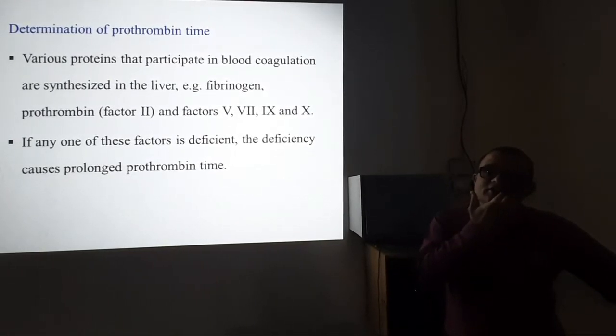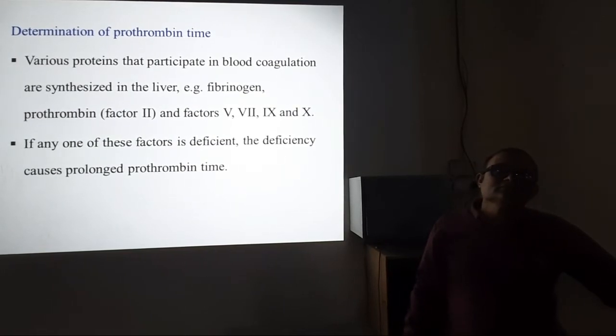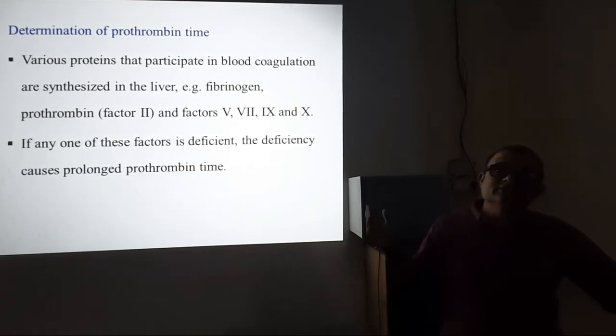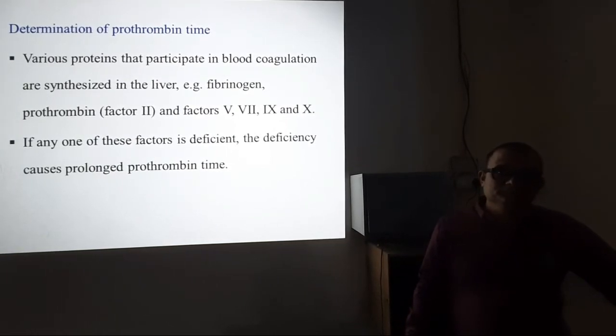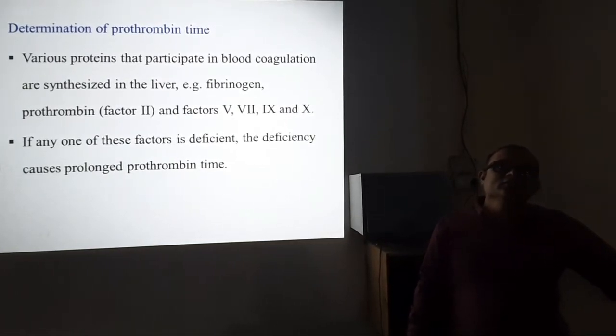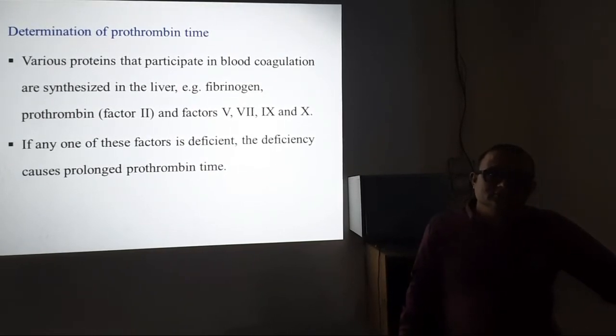So, in liver disorder, what will happen? The concentration of clotting factors will go down. So, clotting will be prolonged, and that is measured by prothrombin time. So, prothrombin time will be prolonged. Normal prothrombin time is 12 to 15 seconds. If it is prolonged, then you can suspect liver disorders.